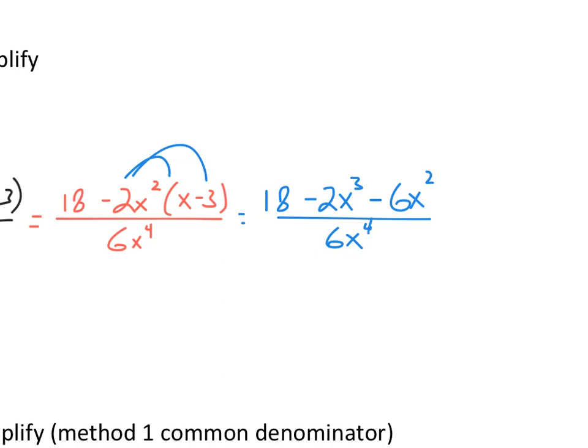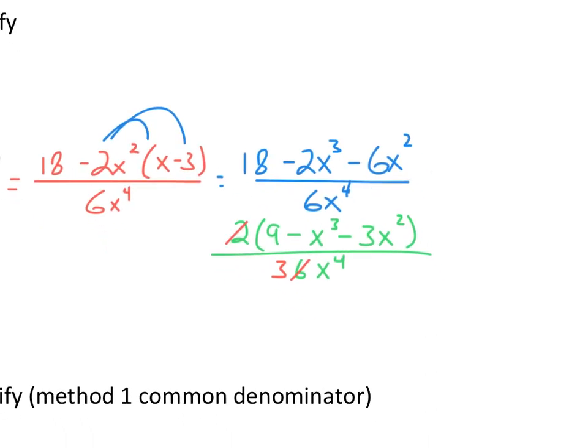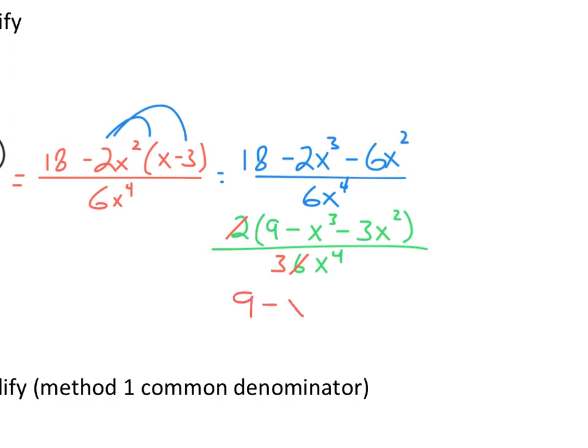Let's see. Now I should try to factor, since I can't combine like terms. I think I can factor 2 out of everything on top. So that would become 9 minus x to the 3rd minus 3x squared over 6x to the 4th. And the 6 and the 2 can reduce. And that's about all I can actually do for this problem. So the final answer would be 9 minus x to the 3rd minus 3x squared over 3x to the 4th. That's it.